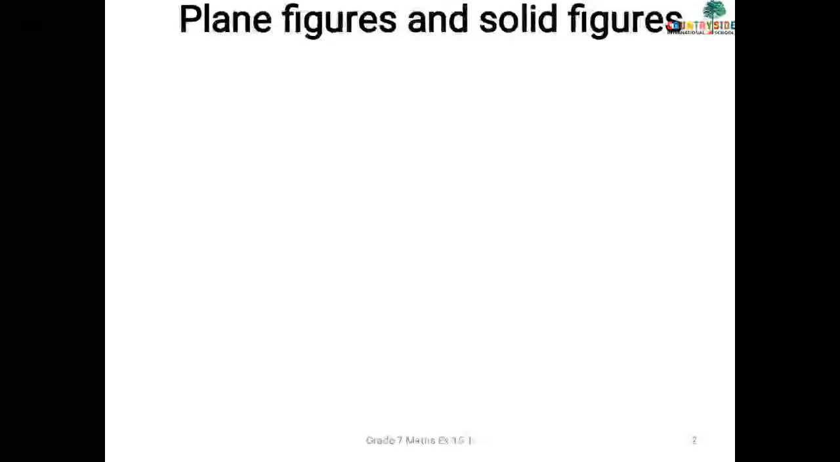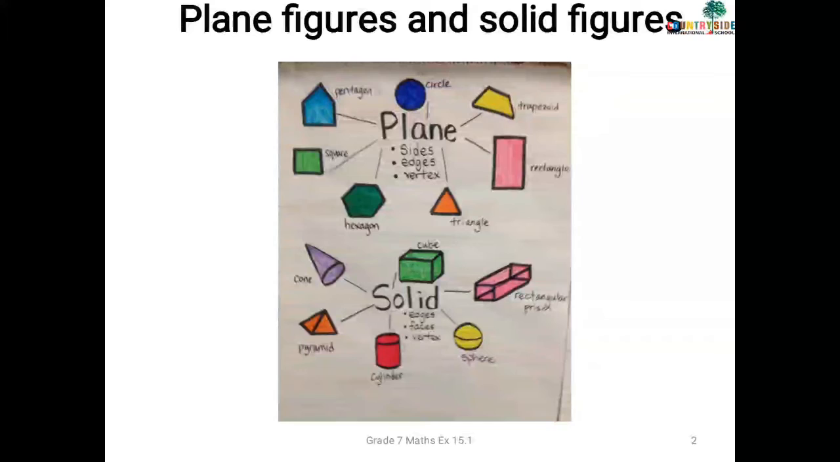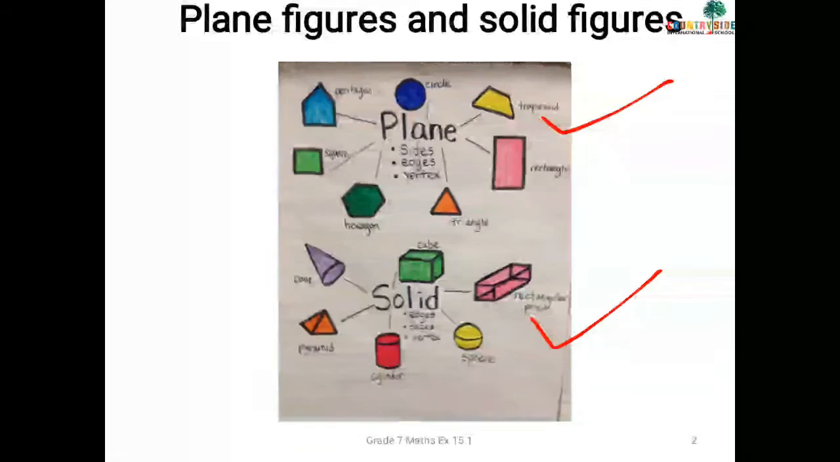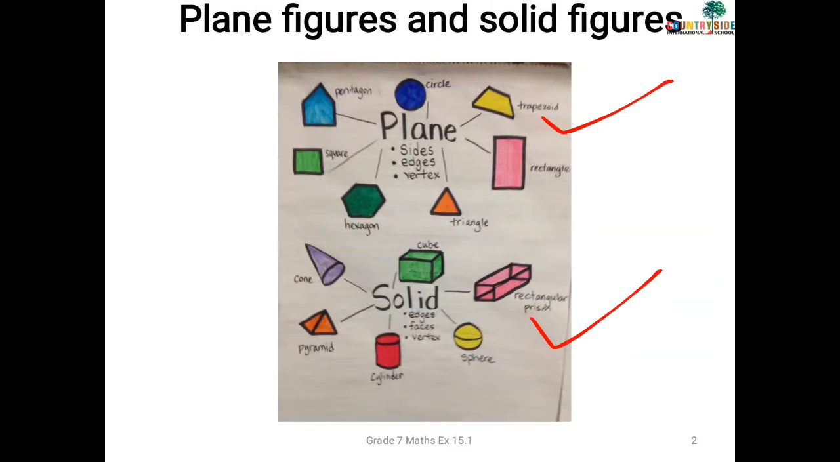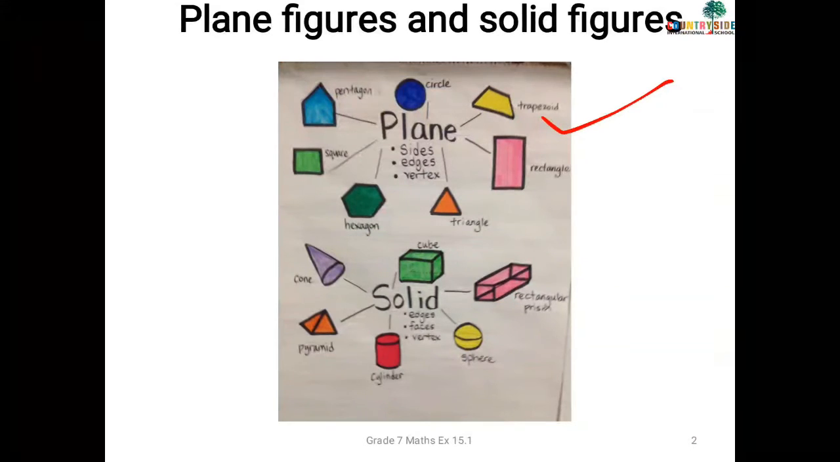So scholars, now let's understand the basic difference between plane figures and solid figures. Here these are all plane figures and these are our solid figures. Plane figures are circle, square, rectangle, hexagon, trapezium, etc. But among solids we have cuboid, cylinder, sphere, pyramid, cone. All these are examples of solid figures.